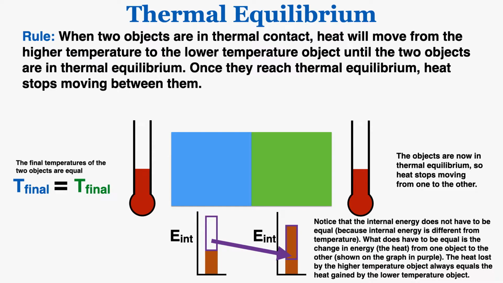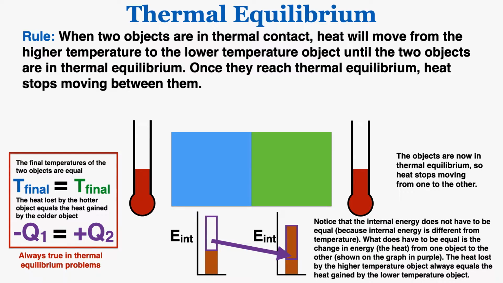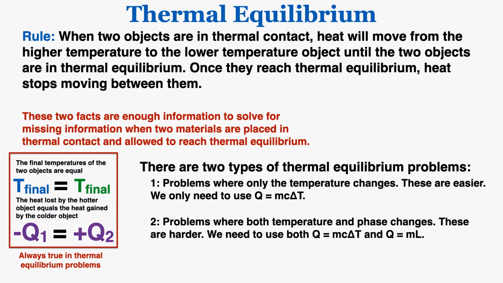So the final temperatures of the two objects in thermal contact are equal, and the heat lost by the hotter object is equal to the heat gained by the colder object. So these are always true in thermal equilibrium problems. The final temperature of the two objects will always be equal, and the heat lost by one will be equal to the heat gained by the other. And again, notice that the internal energy of the two objects does not have to be equal, but the temperature does. These two facts are enough information to solve for missing information when two materials are placed in thermal contact and allowed to reach thermal equilibrium.